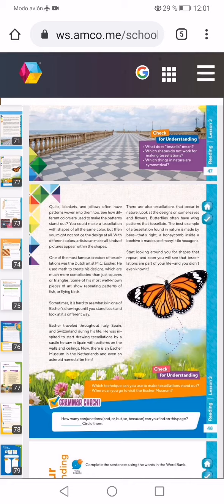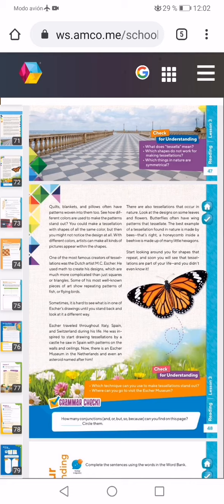There are also tessellations that occur in nature. Look at the designs on some leaves and flowers. Butterflies often have wing patterns that tessellate. The best example of a tessellation found in nature is made by bees. That's right. A honeycomb inside a beehive is made up of many little hexagons.